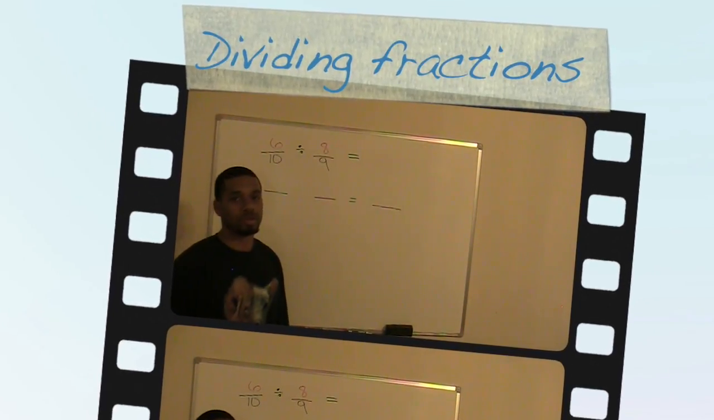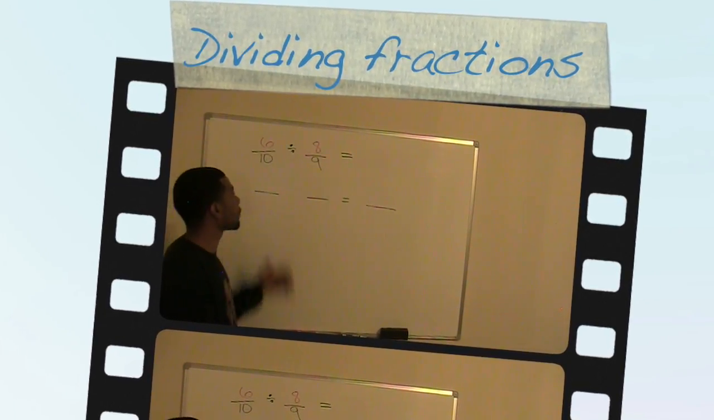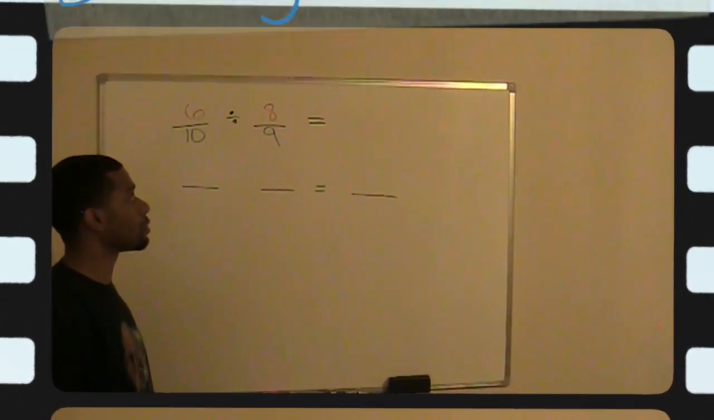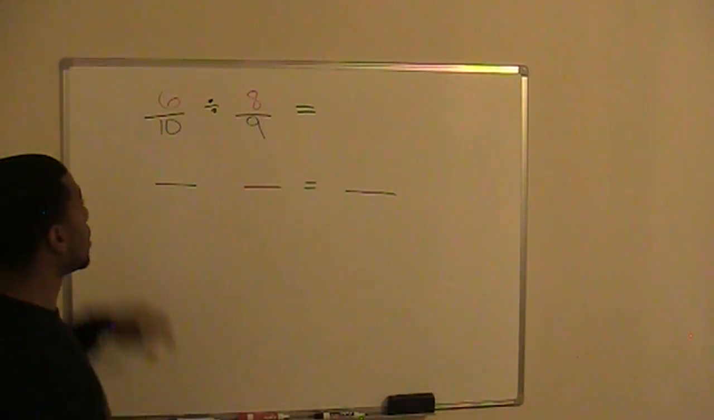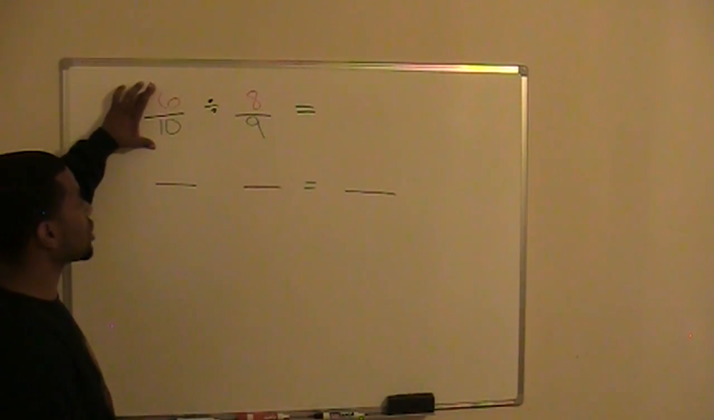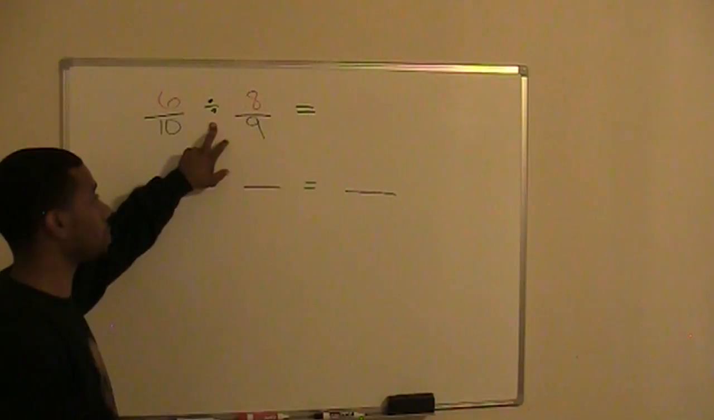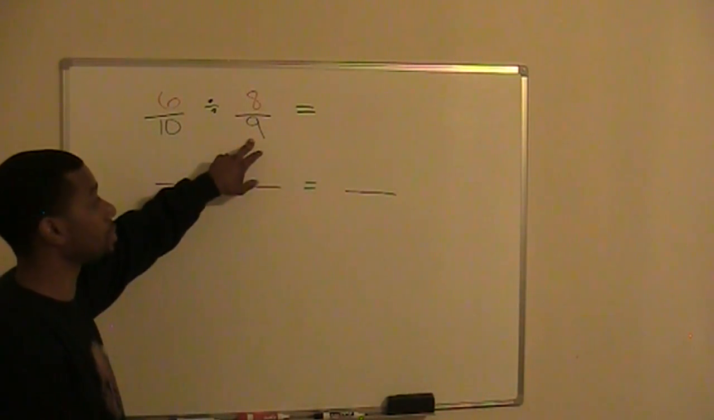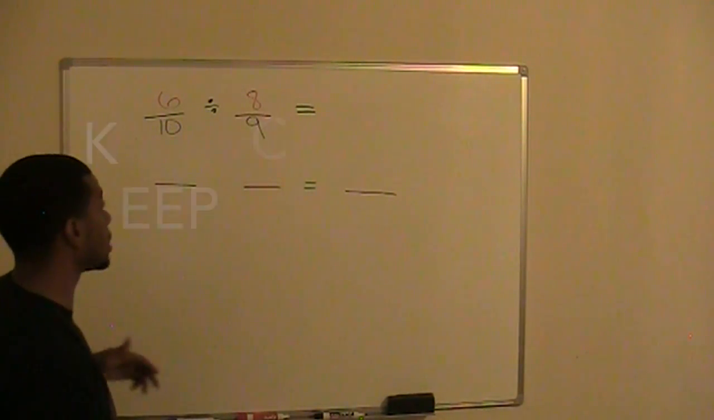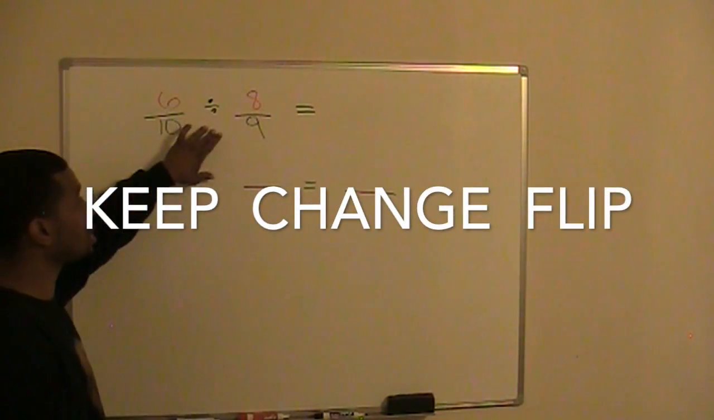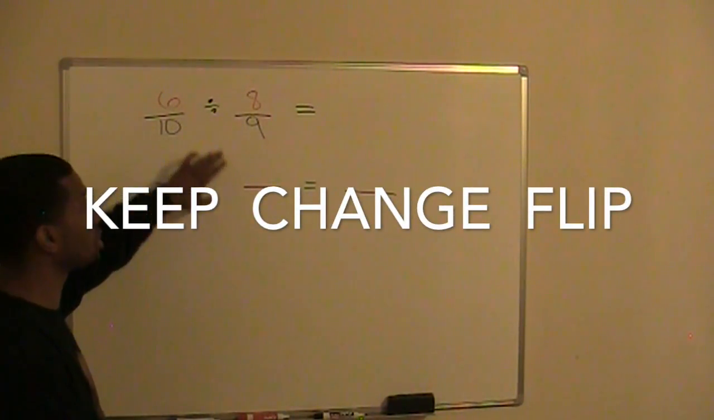Now we're going to move to dividing fractions. Dividing fractions is very similar to multiplying fractions with the addition of two steps. We're going to keep the first fraction the same, change the symbol from division to multiplication, and then flip the last fraction. So again, we're going to keep the first fraction the same, change the symbol from division to multiplication, and flip the last fraction.